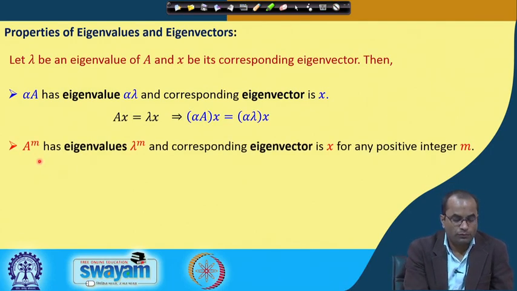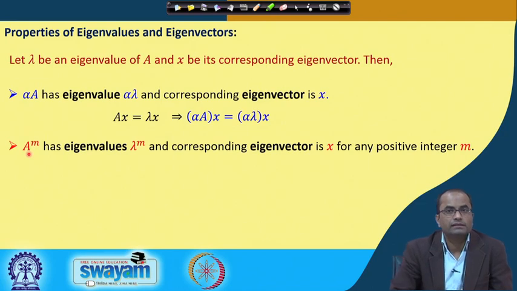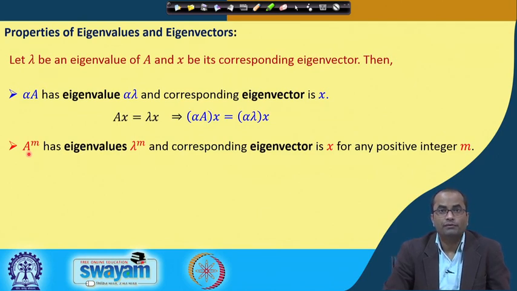So, another property of the eigenvalues and eigenvectors: we have A power m, so we are multiplying A m times. A power m has eigenvalues lambda power m and the corresponding eigenvector is x again, for any positive integer m. So, if we have for instance A square, its eigenvalue will be just lambda square with the same eigenvector as A has.